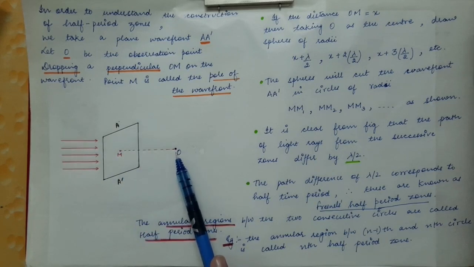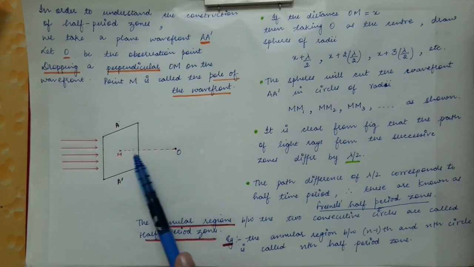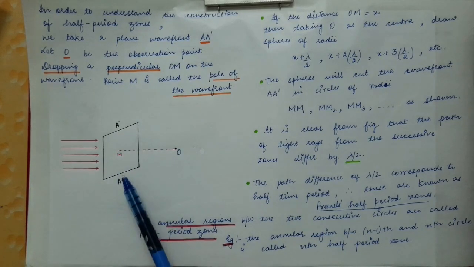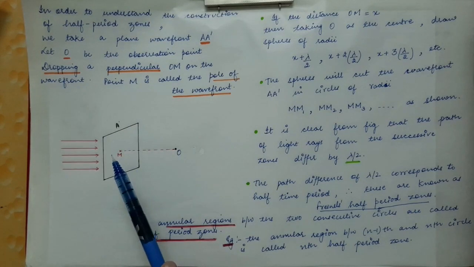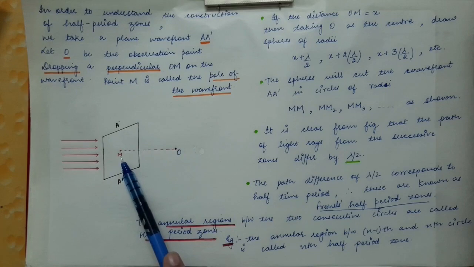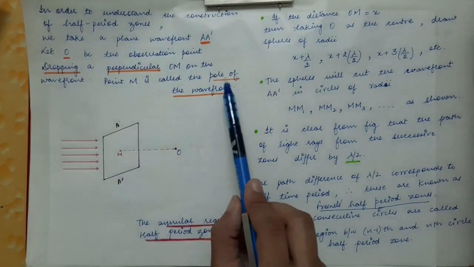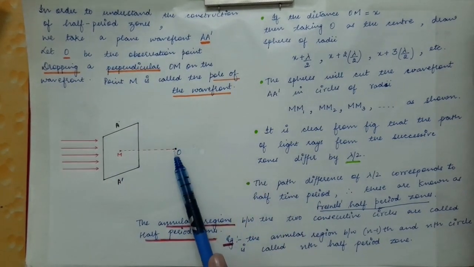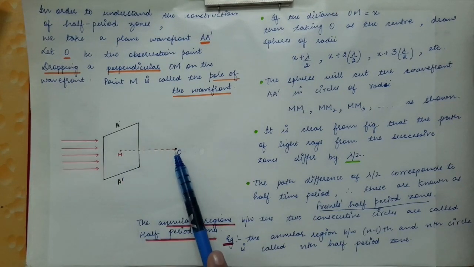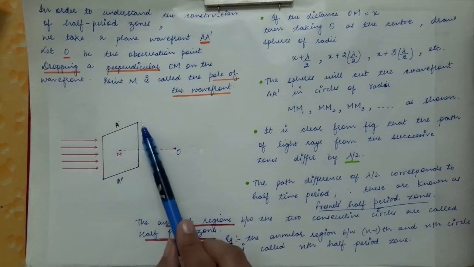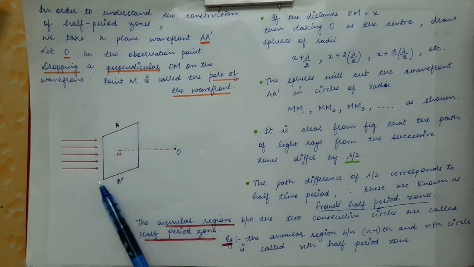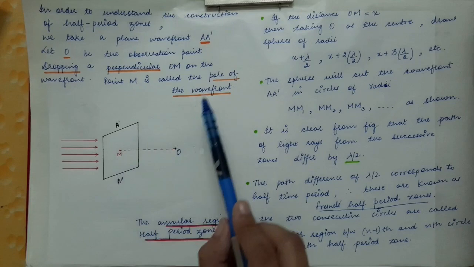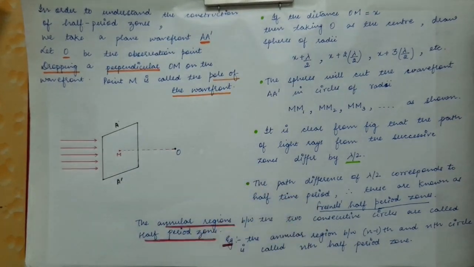So a perpendicular has been drawn from this point O on the wavefront A prime, and it intersects the wavefront at point capital M. This point M on the wavefront is called the pole of the wavefront. So dropping a perpendicular from the observation point on the wavefront, the point where the perpendicular intersects the wavefront is called the pole of the wavefront.